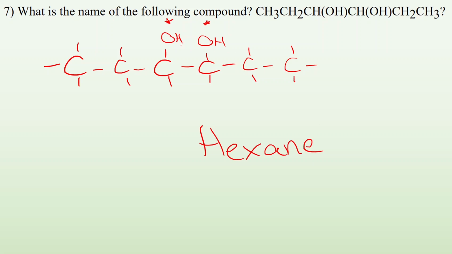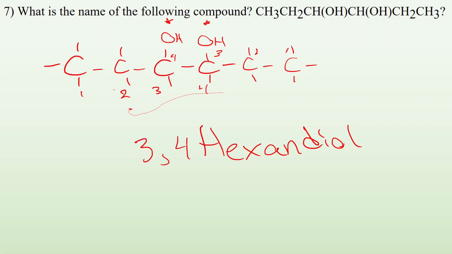But I have 2 alcohol groups, so I'm not going to be hexane. And there's 2. So you might say hexanol, but how do I say I have 2 alcohol groups? It's hexane diol. And then what carbons are they on? Well, it's either going to be the 3rd and 4th carbon, or, hey, it doesn't matter. It's always going to be the same regardless, left to right or right to left. I have 3,4-hexanediol.